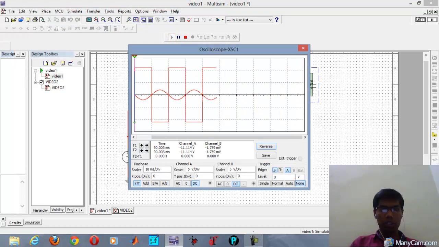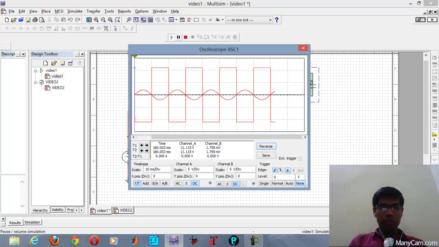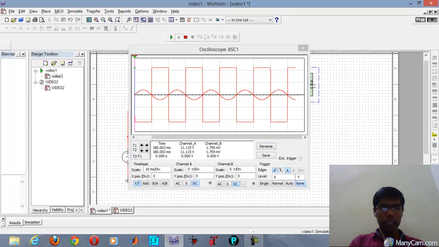In this position, whenever our sinusoidal voltage becomes positive, at that time the output voltage of the op amp becomes negative, meaning minus 12 volt, and whenever the input voltage becomes negative, at that time the output voltage of the op amp becomes plus 12 volt.